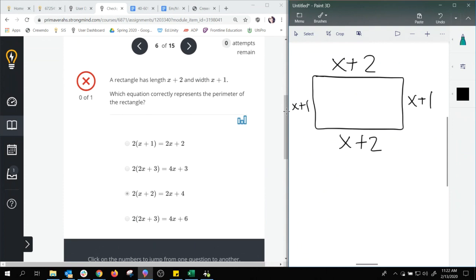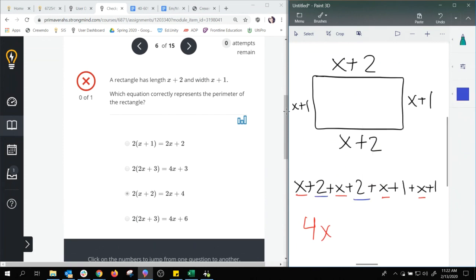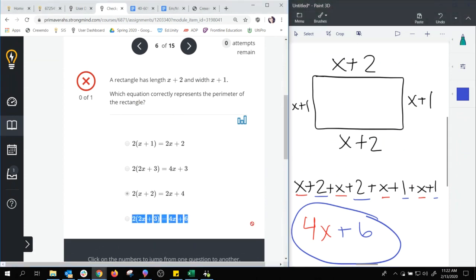So it looks like I have to add up all of these together. So I'm going to have x plus 2 plus x plus 2. And I'm going to have x plus 1 plus x plus 1. So I have 1, 2, 3, 4 x's. And I have 2, 4, 5, 6, plus 6. So this is going to be the perimeter, right? And there's only one of these equations that has that 4x plus 6 at the very end.